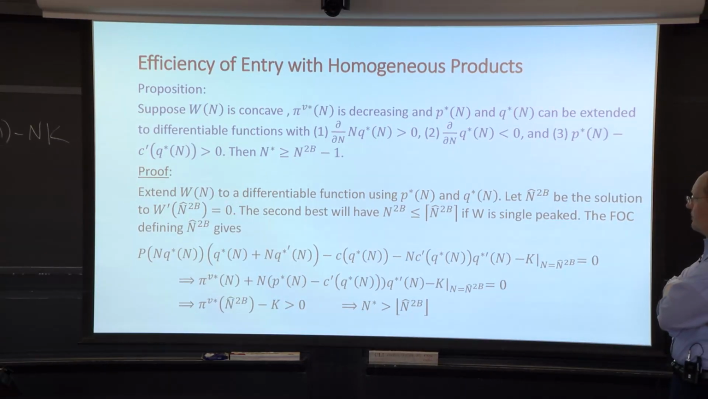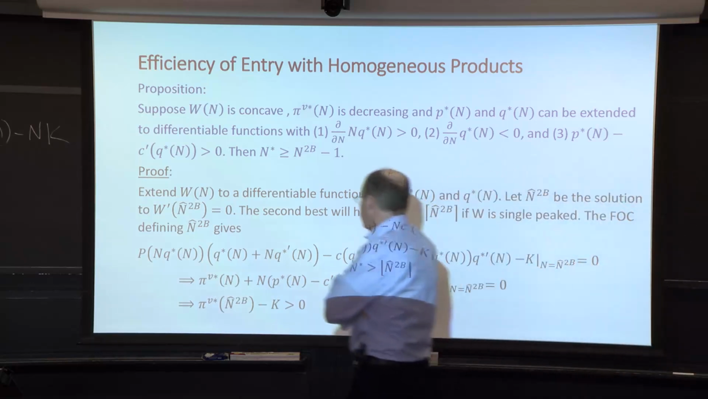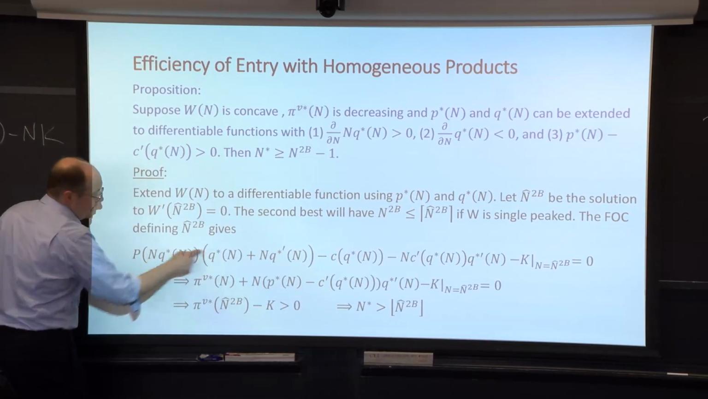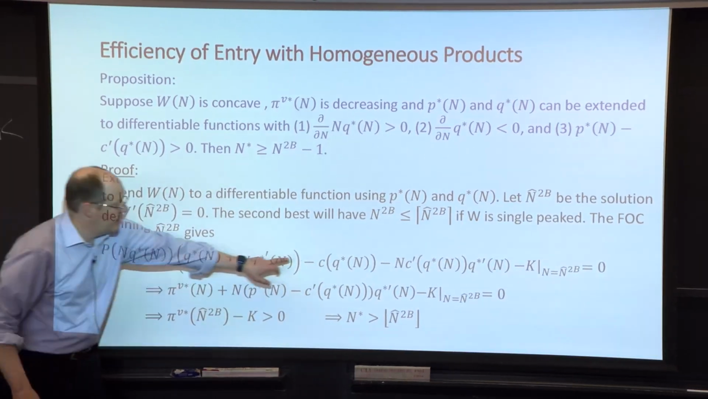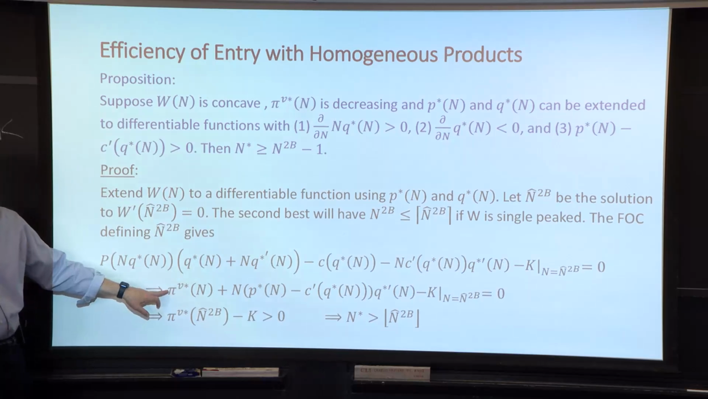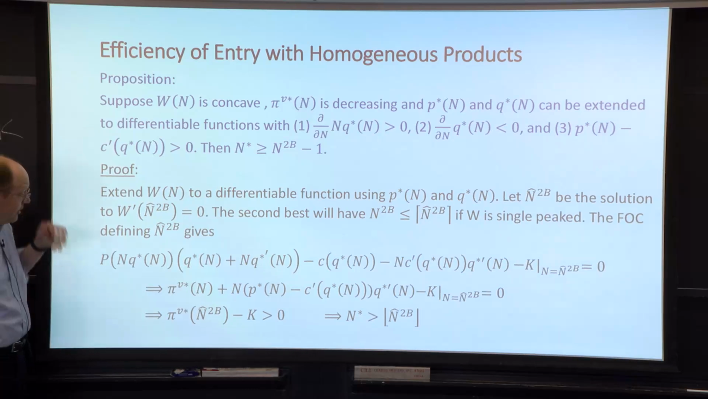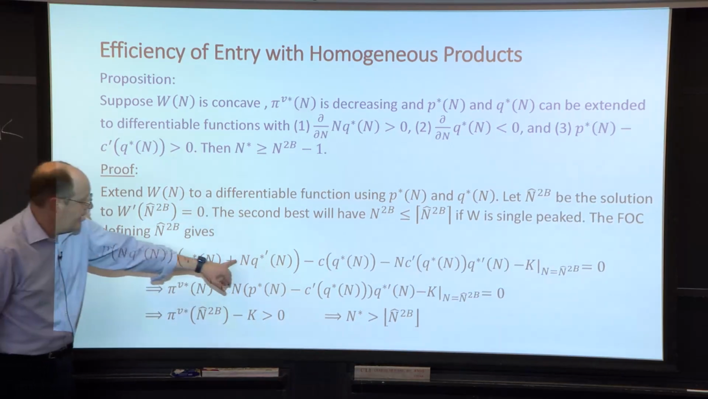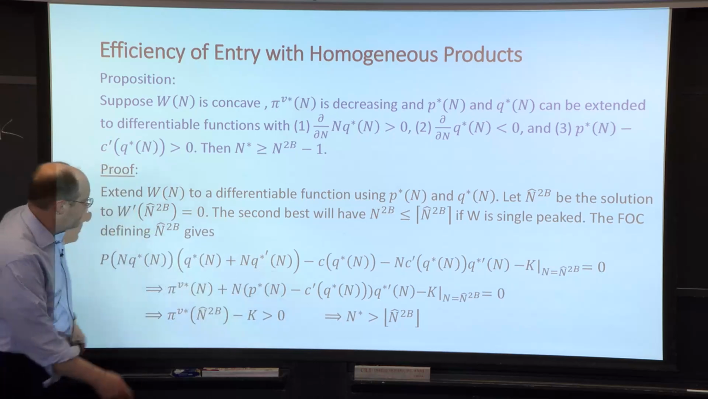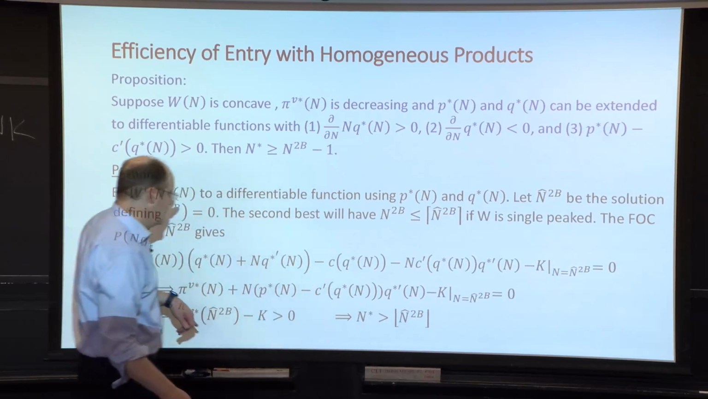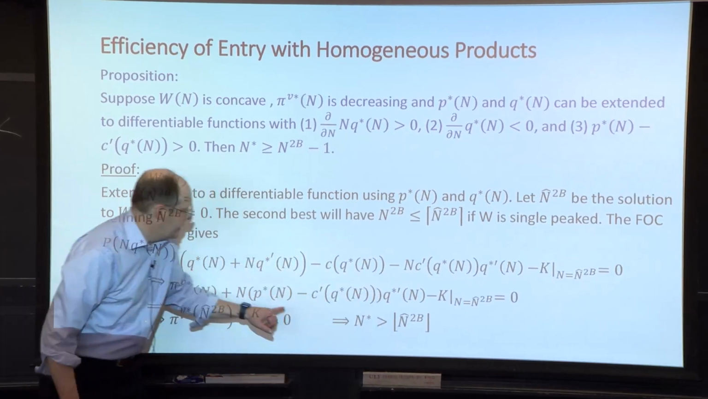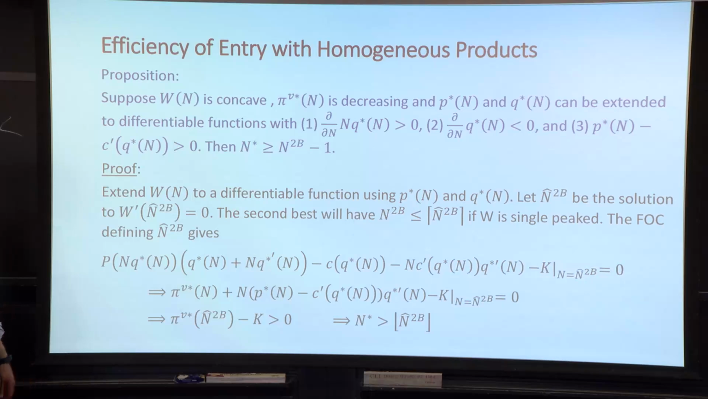And then I'm going to start grouping terms. First term I pull together are p times q minus c of q. I'm going to take this term times this minus this and call that the variable profit, pi v star of n. What's left over? Everything that's left over has an n q star prime of n. There are two terms left over that have an n q star prime at n, and those become n q star prime at n times price minus marginal cost. And then the third thing that's left over is the k at the end.